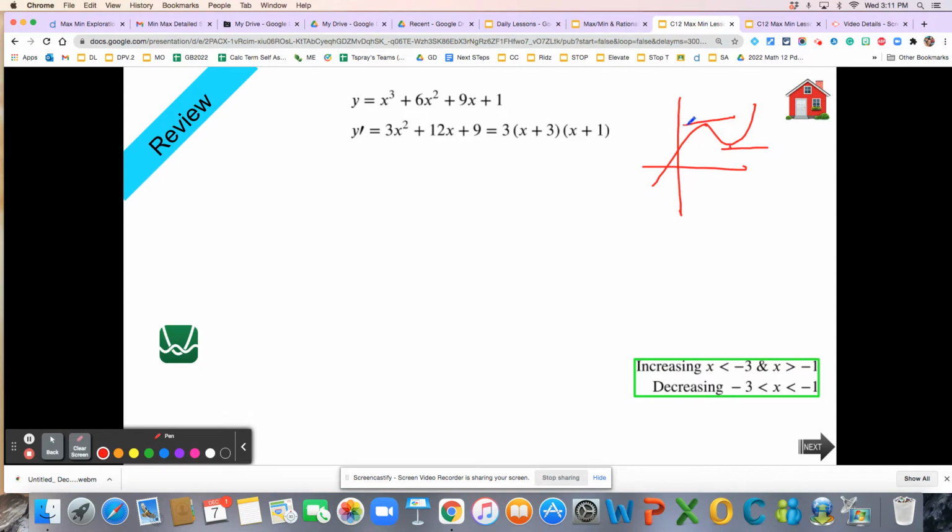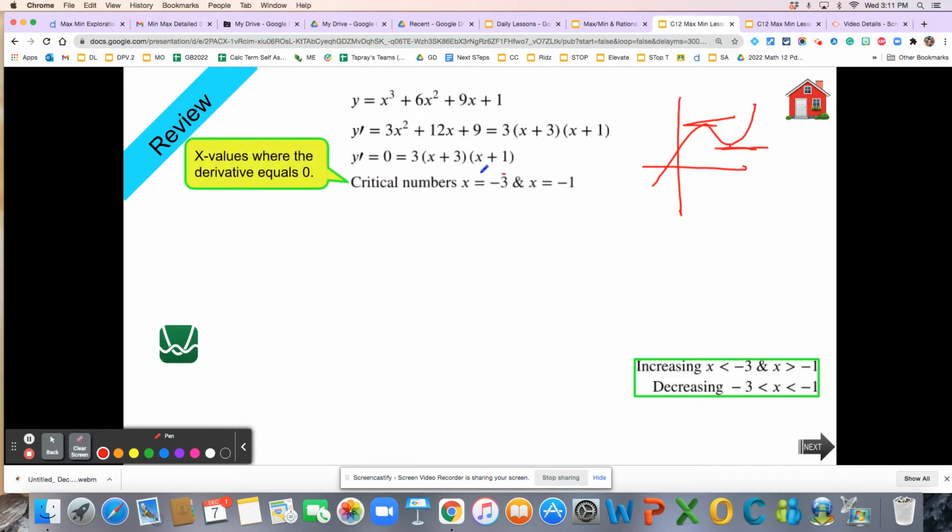Okay, so we know that the slope is 0 in those spots. So we're going to set it equal to 0, and we're going to find our critical numbers. Here's one at -3, and here's one at -1. Now, this is consistent with our drawing, which tells me that I need to shift that over a little bit so it looks more like that.